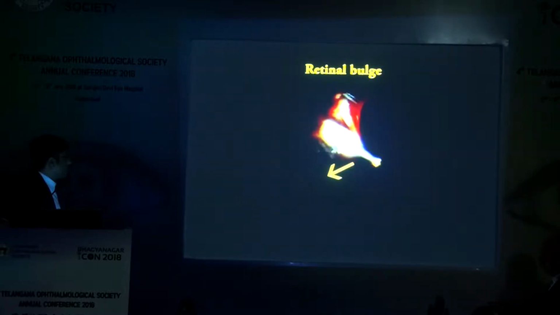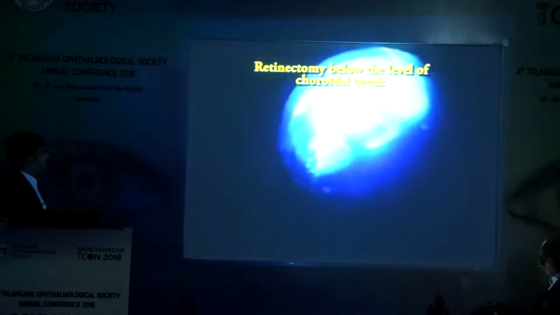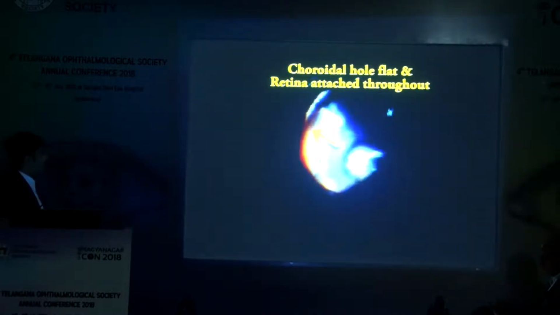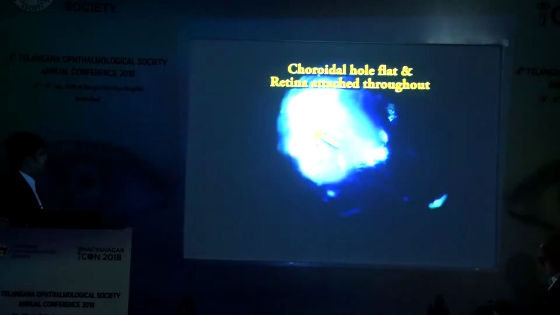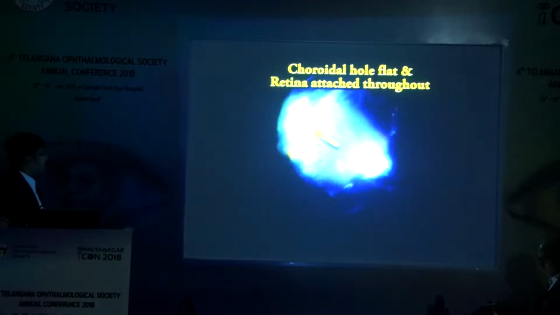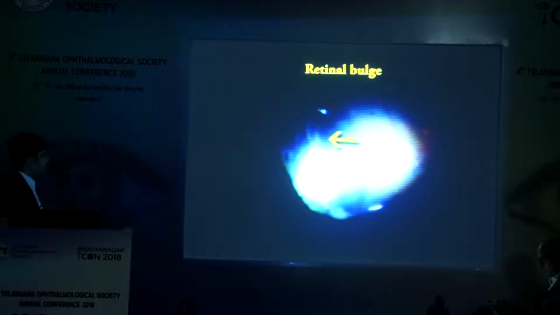Suprachoroidal perfluorocarbon liquid was carefully removed. However, further migration was observed. A decision was taken to perform a retinectomy below the level of the choroidal break. Then, fluid air exchange was performed. The choroidal hole appeared to be flat with attached retina under air. Silicone oil was injected, and now suprachoroidal migration of silicone oil is noted, which was then removed through active suction. Nasal choroidal bulge was still noted at the end of the surgery.